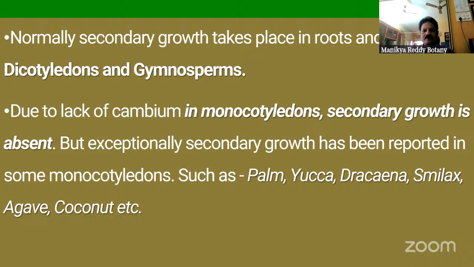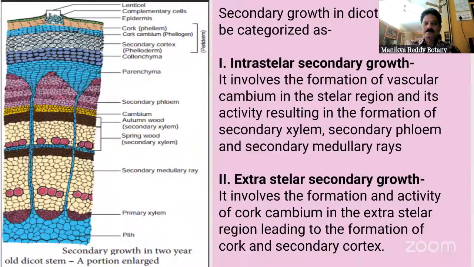Agave is a xerophyte. Almost most of the monocots show xerophytic characters. Agave has succulent leaves, and along the margin and tip the leaf has spines. So in these plants, you can see the secondary growth. Normally, monocots do not show secondary growth. Only palms like coconut, yucca, dracaena, and agave show it. But in almost all dicots and gymnosperms, secondary growth is common.